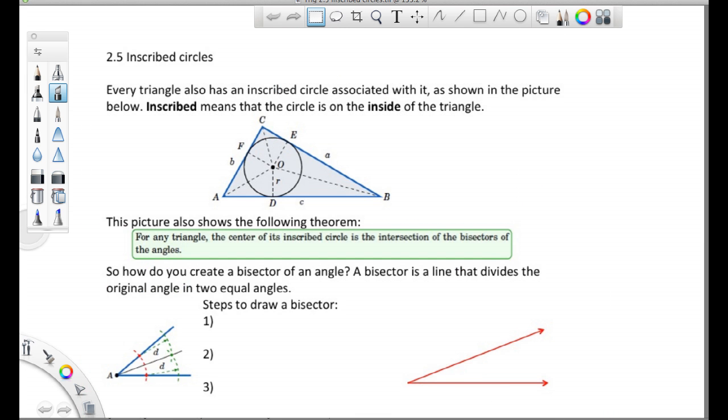Alright, 2.5 inscribed circles. So we did circumscribed circles previously. Every triangle also has an inscribed circle associated with it. And as you can see in the picture here, inscribed means that the circle is on the inside. We still have points of tangency here, here, and there, so there are 90-degree angles over here, and over here.